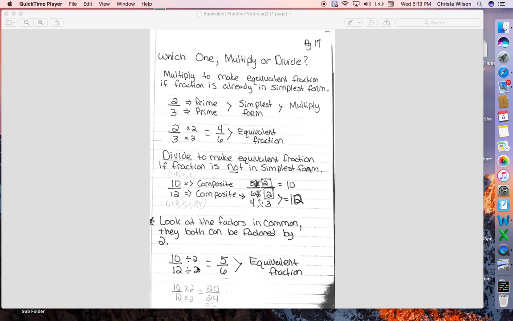We see that both of them have a 2 in common. So again, we divide that by 2 and we end up with an equivalent fraction in its simplest form of 5/6. Okay? And that concludes our notes.